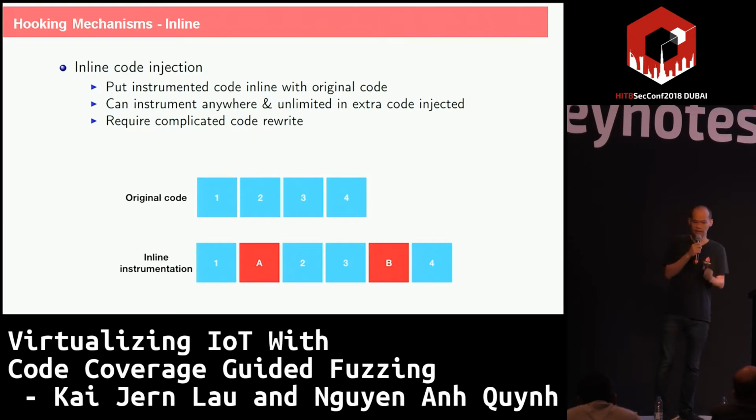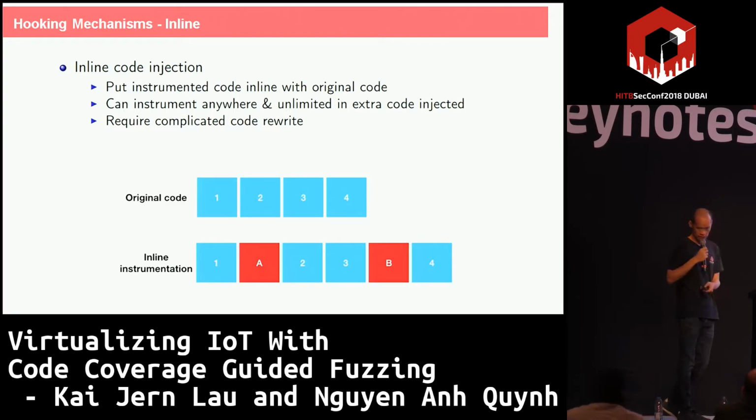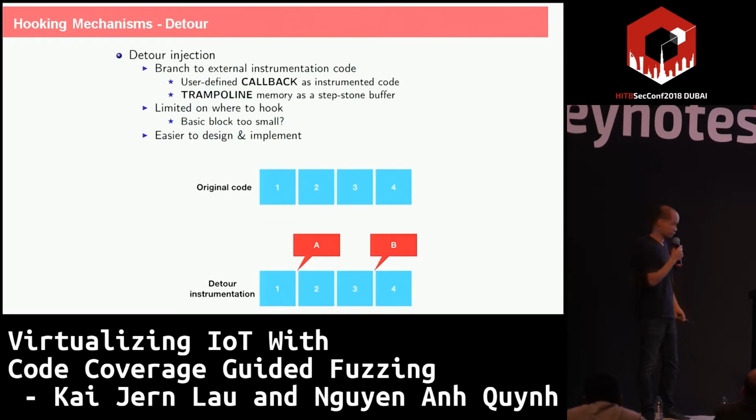So the inline hooking technique is good, but it requires you to move a lot of code in the memory, and this makes the technique very complicated. So we decided not to do this, and adopted the second approach. It's called Detour Injection.